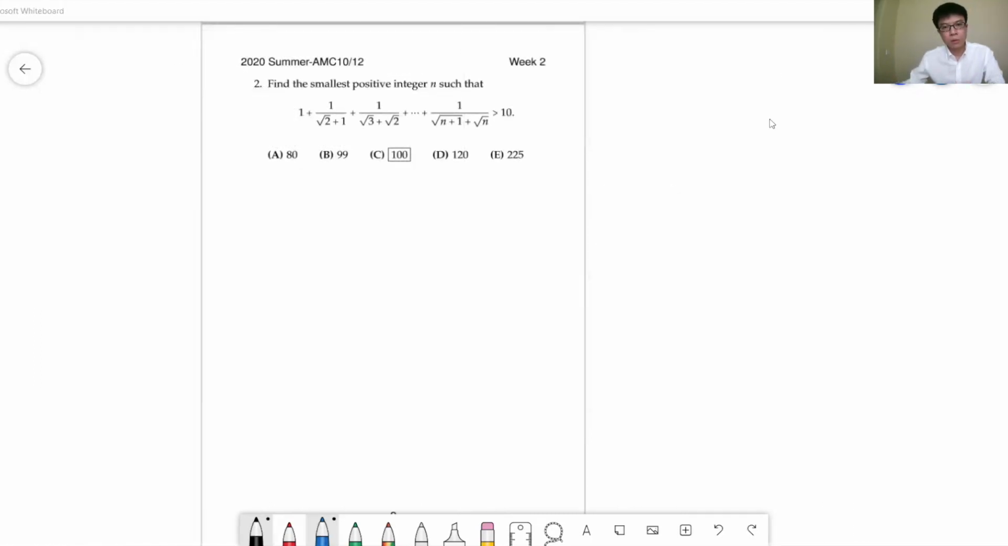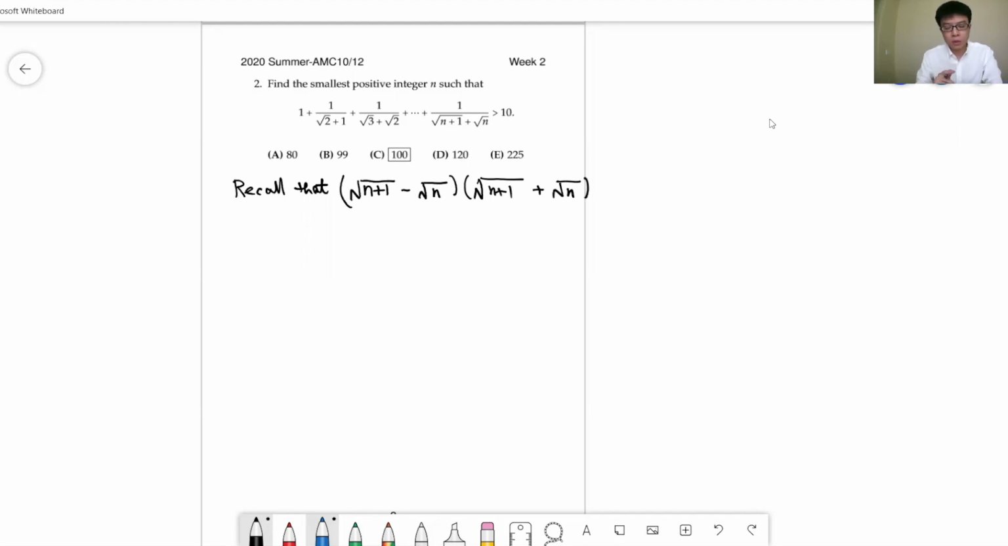All right, let's come to question 2. Find the smallest positive integer such that the following inequality holds. Here we have an equation as follows. Recall that (square root of n plus 1 minus square root of n) times (square root of n plus 1 plus square root of n).